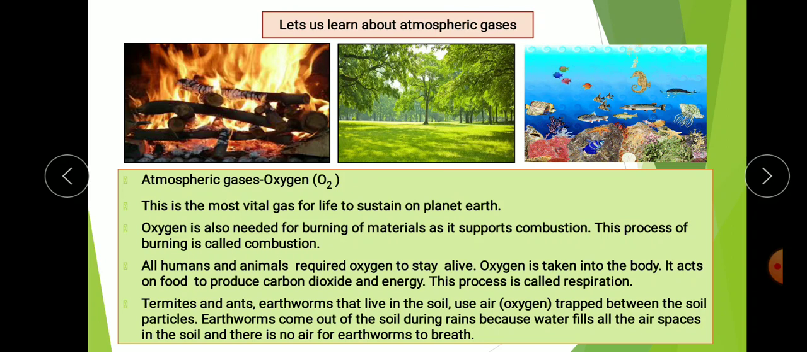Termites, ants and earthworms live in the soil and use oxygen trapped between the soil particles. Earthworms come out of the soil during the rainy season because water fills all the air space in the soil and there is no air for earthworms to breathe.